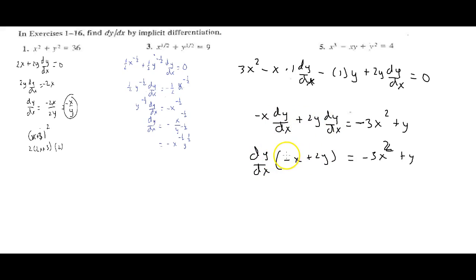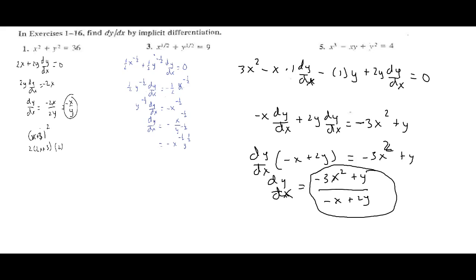All right? Now, next on my list, I would look at this and go, okay, so that's nice. What do I do from here? Well, I've got this times this. I'm just going to divide the part I don't want across. So dy dx will be equal to negative 3x squared plus y all over negative x plus 2y. And that's my 5 minutes.